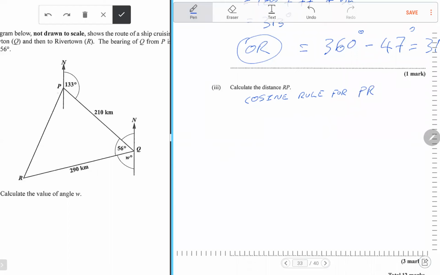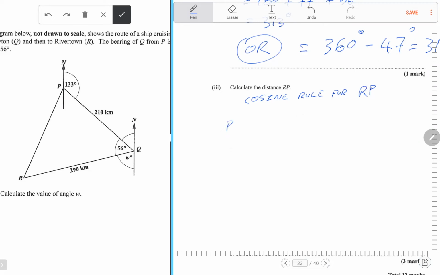Side opposite. RP. It's RP, sir. RP, PR, same thing. Okay. Not a big issue. RP, PR is the same thing. So I'm writing it out then. RP. Not a big deal, it doesn't make a difference. So let's write it. RP.